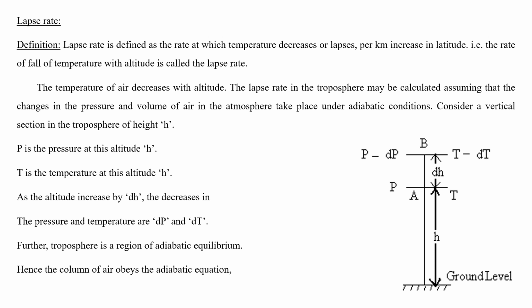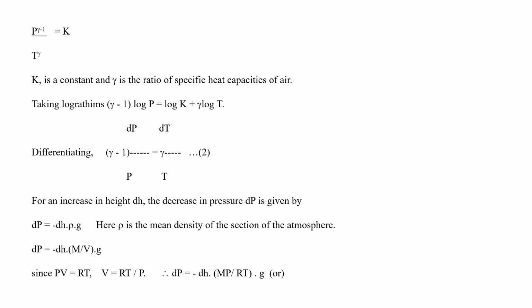If pressure and volume increase but at the same time temperature is also increased, this would be an isothermal process, but it cannot be like this. This is called adiabatic expansion. Hence the column of air obeys the adiabatic equation.